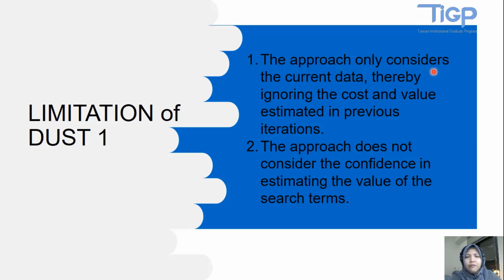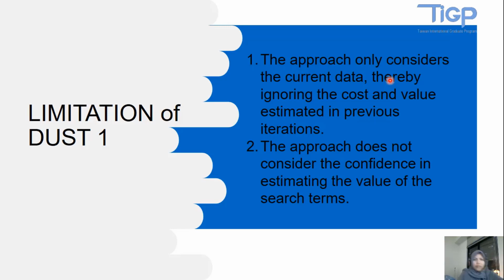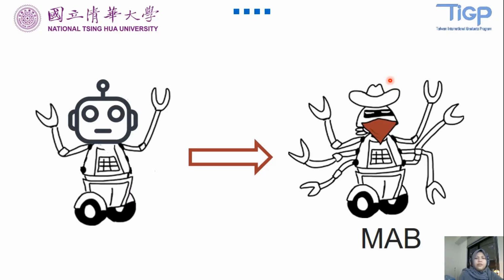So the limitation is that the approach only considers the current data, and it ignores the cost and value estimates from previous iterations. And the approach does not consider the confidence in estimating the value of the search term, because for this new term, they ignore it. After they do this, they have a new term, and then they ignore it. They just try to do another iteration and search for a new term. Because of that, Dust1 has a limitation. So they propose Dust2.